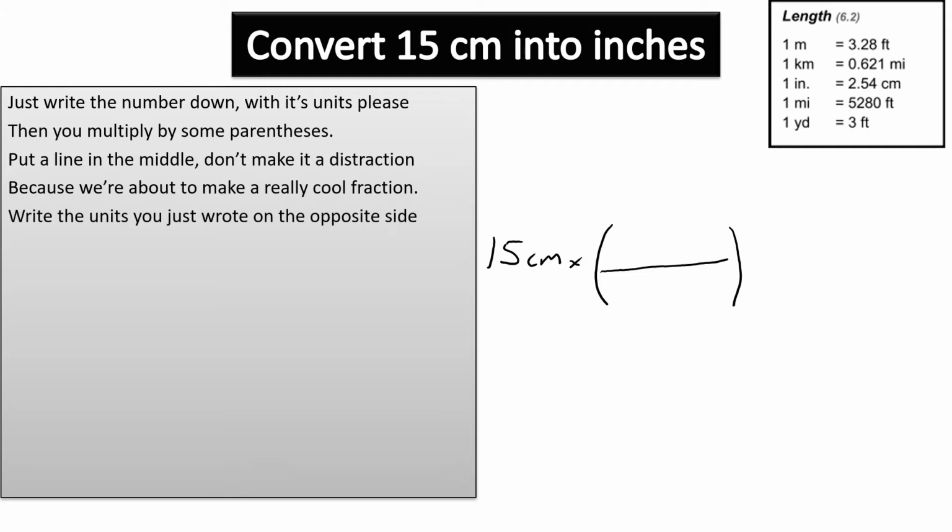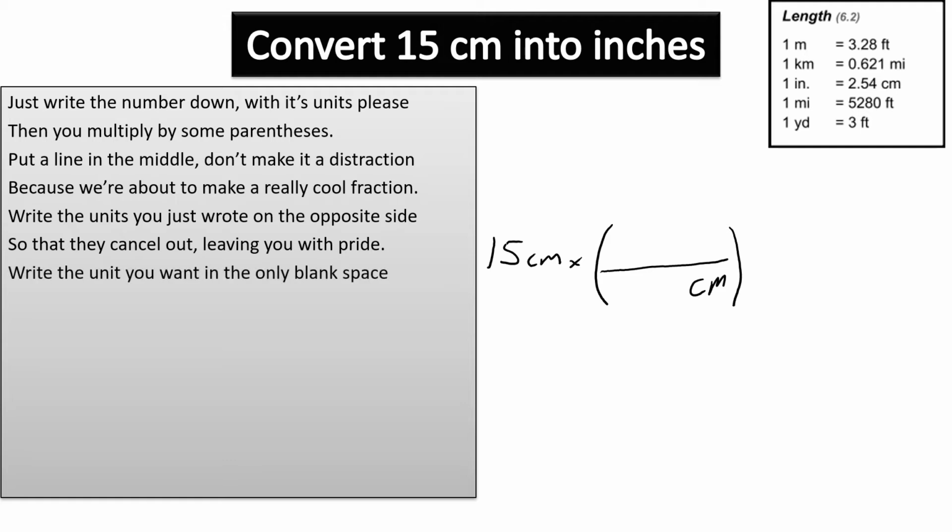Write the units you just wrote on the opposite side. So these centimeters are in the numerator. I'm going to write them in the denominator, right? The units you just wrote on the opposite side, so that they cancel out, leaving you with pride. A centimeter divided by a centimeter cancels out. It's basically equal to 1, and 15 times 1 is just 15. So the units cancel out if they're on the opposite side.